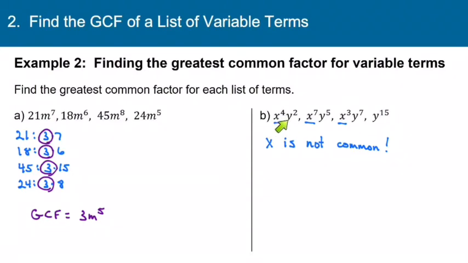So for the y's, we have y squared, y to the 5th, y to the 7th, and y to the 15th. So every term contains a y factor, therefore y is common, and we'll want to include the smallest power of y in our GCF. So our GCF is simply 1y squared, or I'll just write y squared.